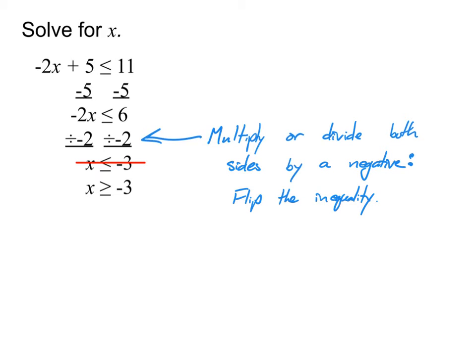Now, this rule only comes up when you multiply or divide. So if you add or subtract a negative on both sides, that's okay. But if we multiply or divide both sides by a negative, that's where you're going to have to flip your inequality symbol.